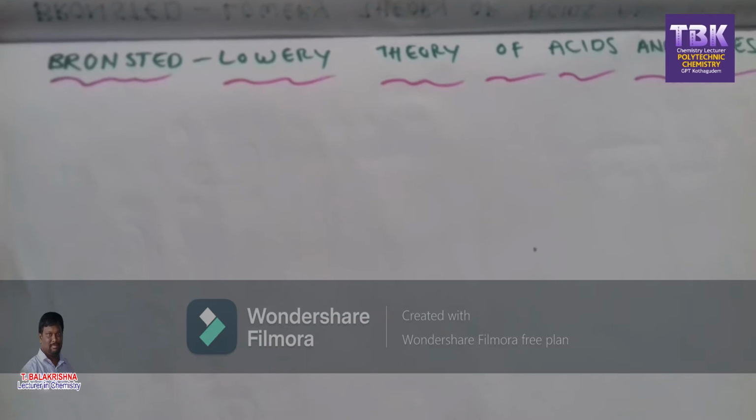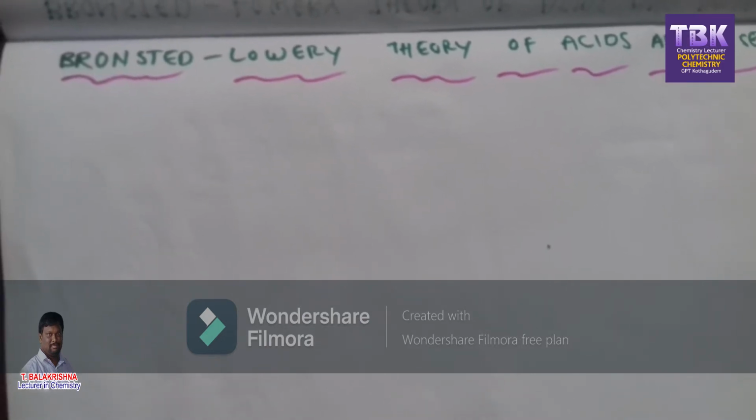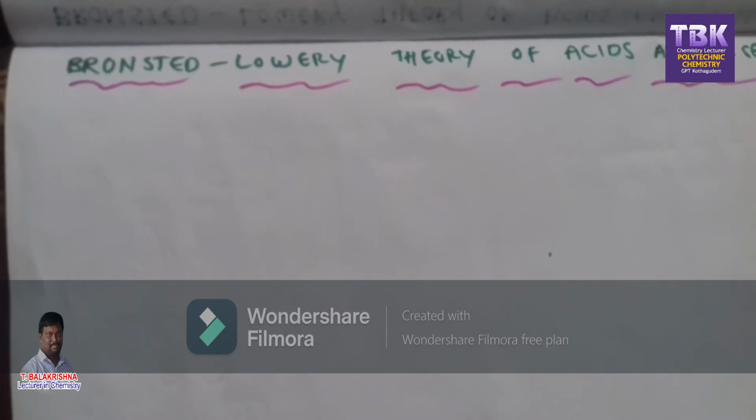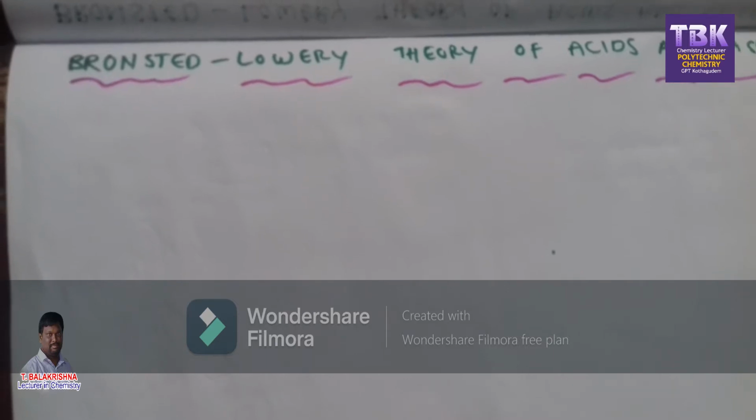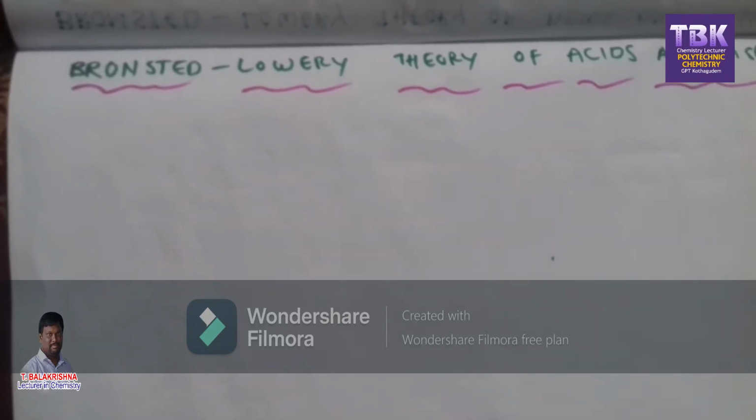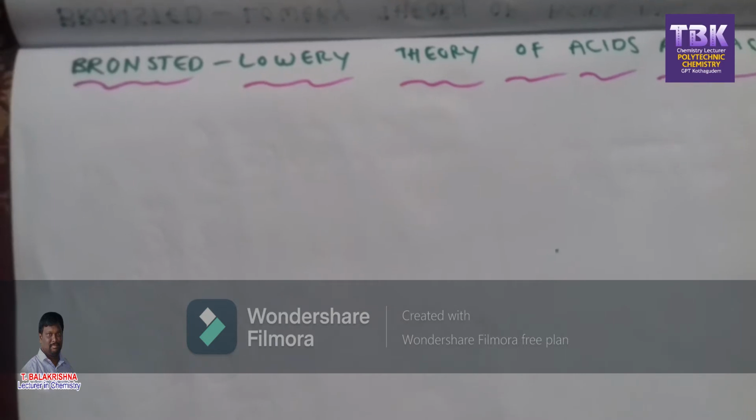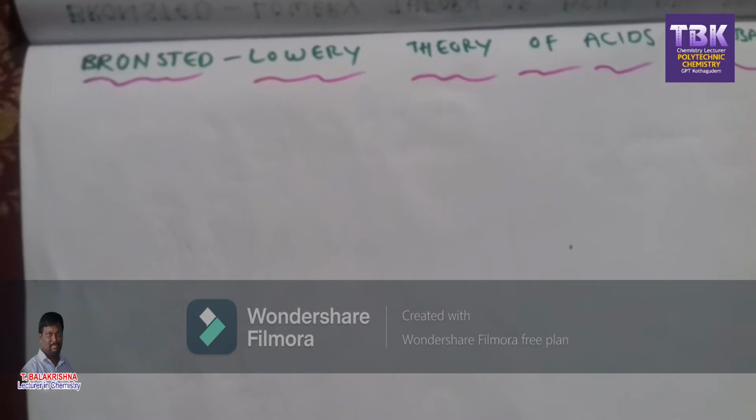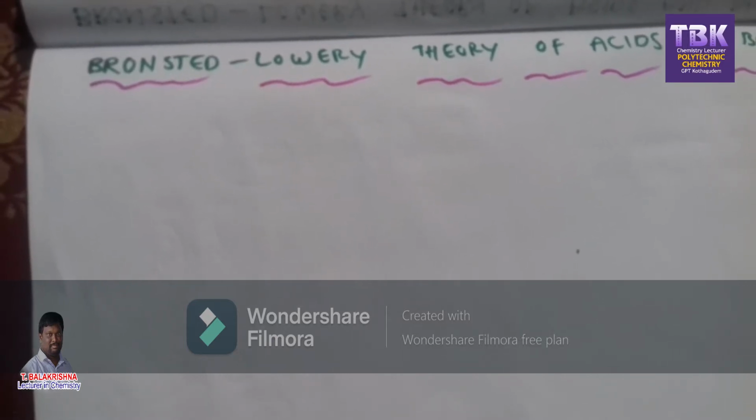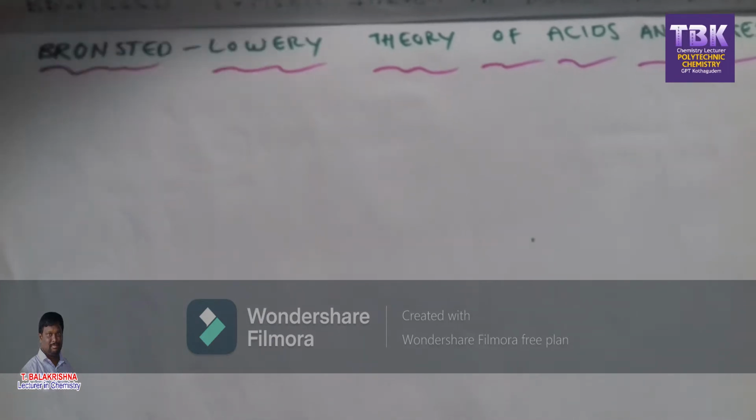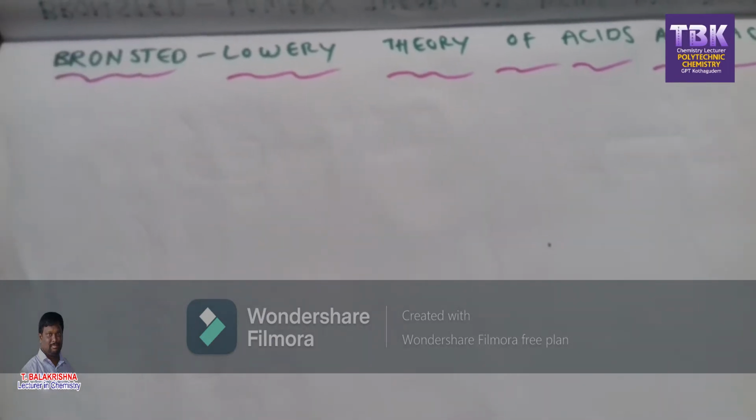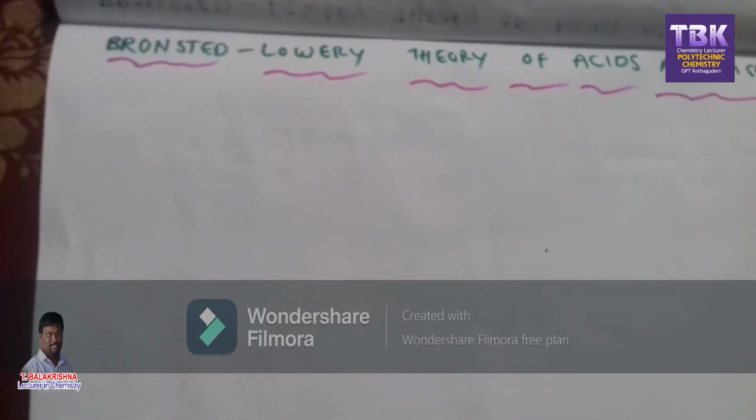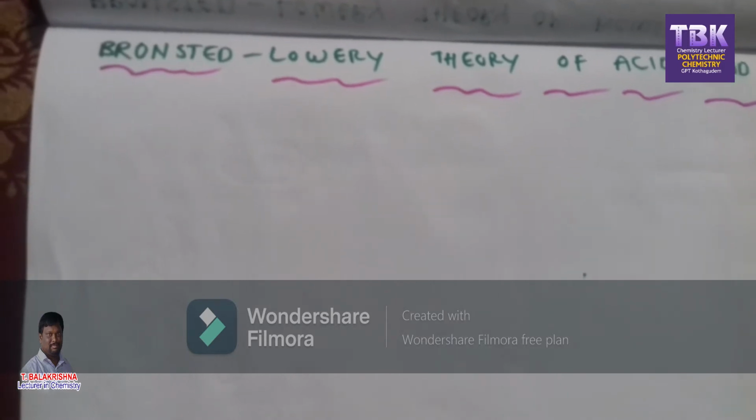In our previous part, we learned the definition of acid and base according to the Arrhenius theory and the Bronsted theory of acids and bases. What is the definition of acid according to the Bronsted theory? The chemical substance which can donate a proton to another substance is called an acid. The definition of a base according to the Bronsted theory is a chemical substance which can accept a proton from another substance.